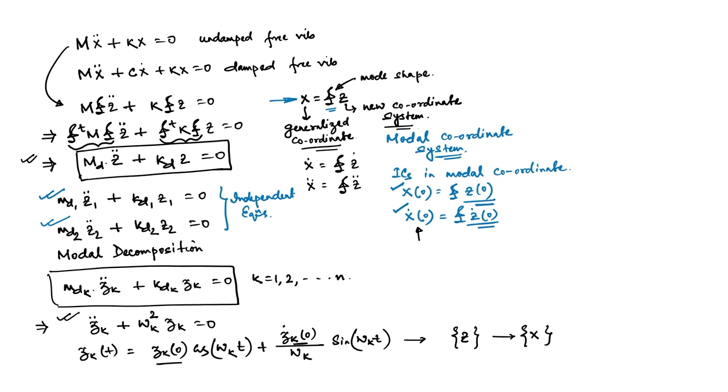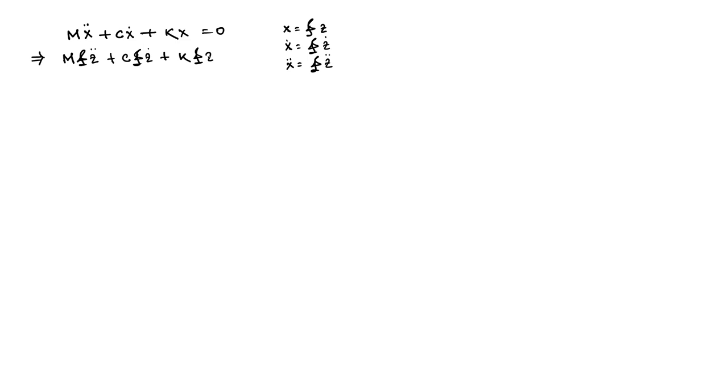Now, as a special case, we just extend it to damped free vibration. Then what will happen? Let us consider again the equation of motion. We have m x double dot plus c x dot plus k x is equal to 0. And the transformation we have is x equal to phi z. So, x dot is equal to phi z dot and x double dot is equal to phi z double dot. We convert the coupled equation into modal coordinates by substituting these expressions in the original equation. So, m x double dot will be replaced by m phi z double dot, plus c phi z dot, plus k phi z is equal to 0.